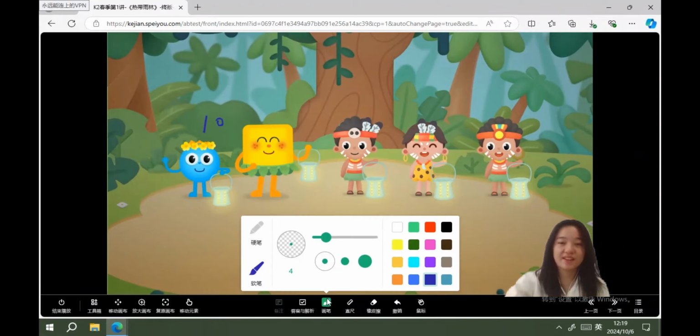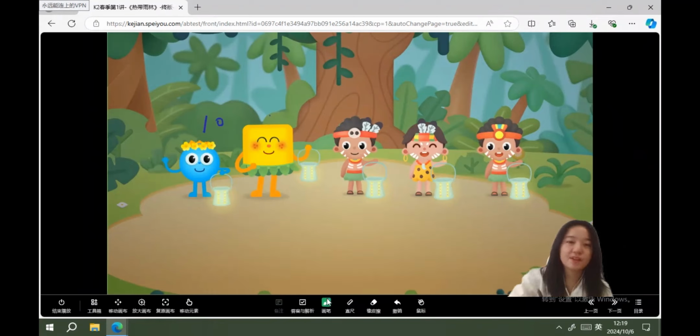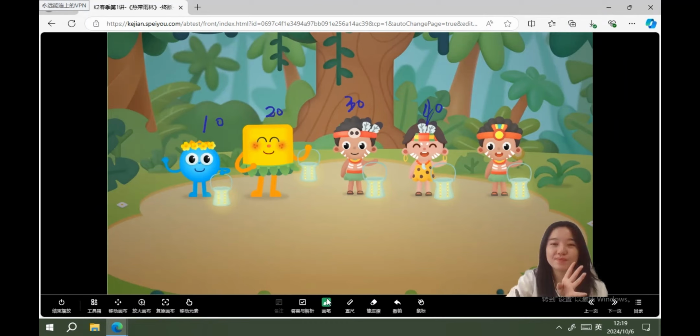Next, 20. 2 tens, which is 20. 3 tens, which is 30. And when we got 4 tens, it is 40. 5 tens, which will make 50. In this case, we can get, in total, they have caught 50 glowworms.